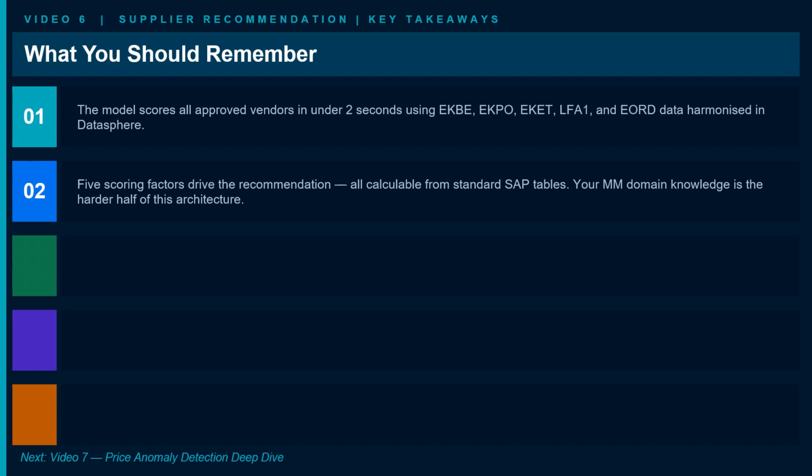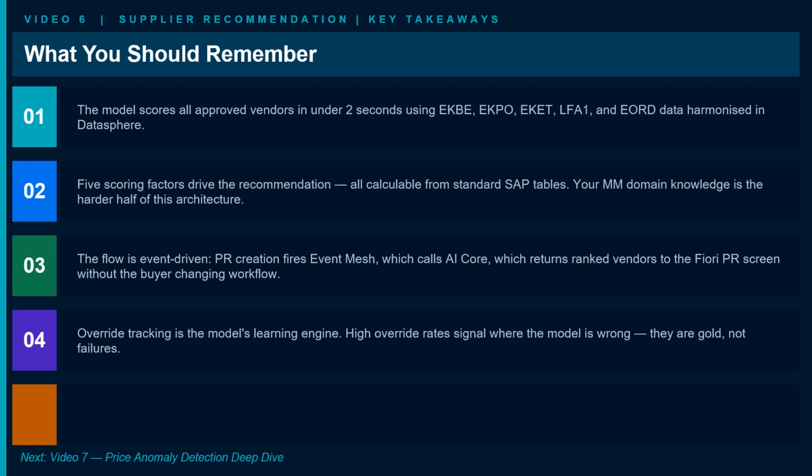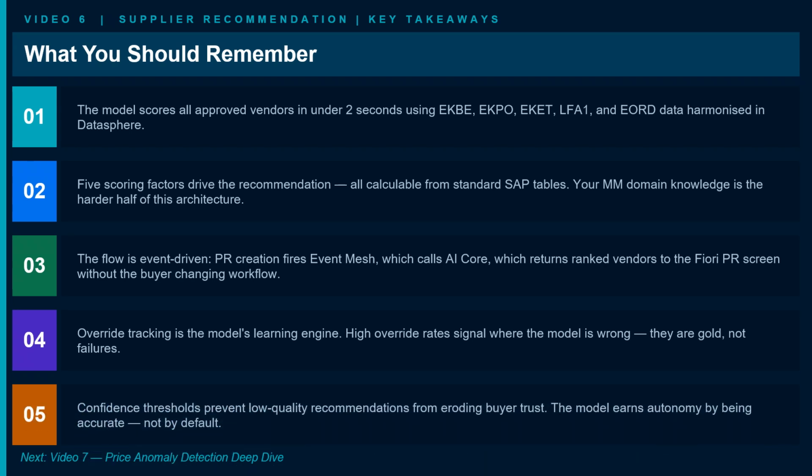The architecture is event-driven. PR creation fires Event Mesh. Integration Suite calls AI Core. The result surfaces in Fiori. Override tracking is the learning engine. The model earns autonomy by being accurate.